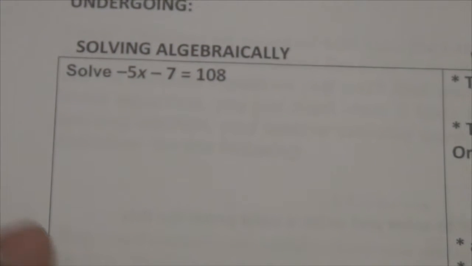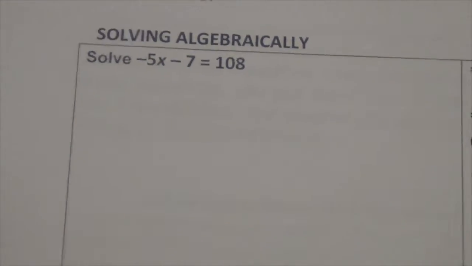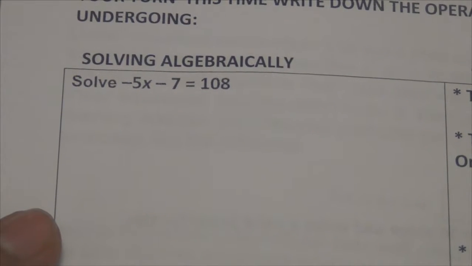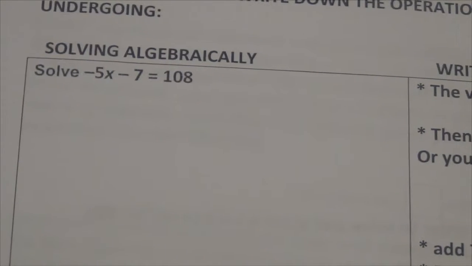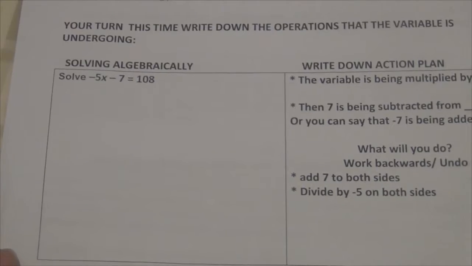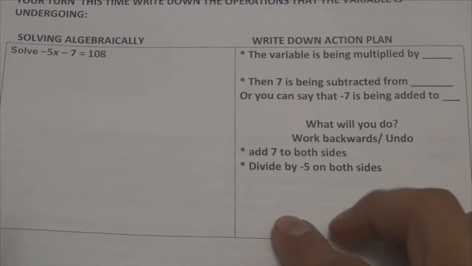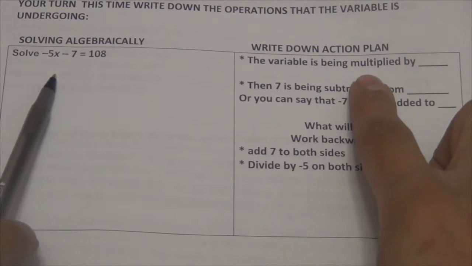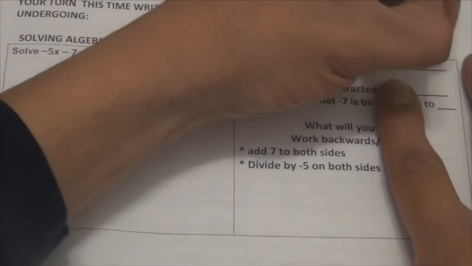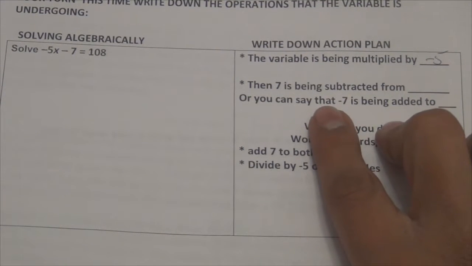So there you go. Okay, so it says your turn. This time write down the variables. You have it in your handout. If you're not my student, then you have it right here. So the variable is being multiplied by negative 5. You see it? Then 7 is being subtracted from negative 5x.